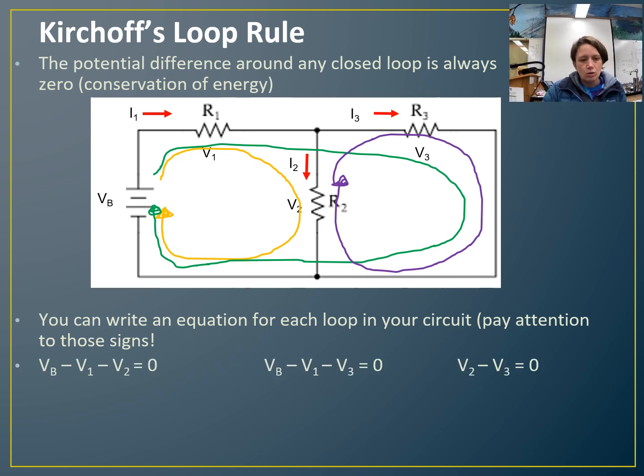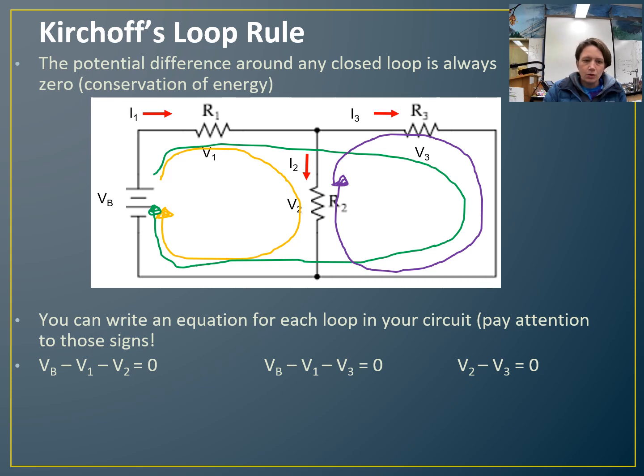So for that yellow loop, I would write an equation that says VB, so I'm going to gain energy at VB, and then I'm going to lose energy at V1, so minus V1, and then I'm going to lose energy at V2, minus V2, and then add those together, and that should be equal to 0 by Kirchoff's loop rule.